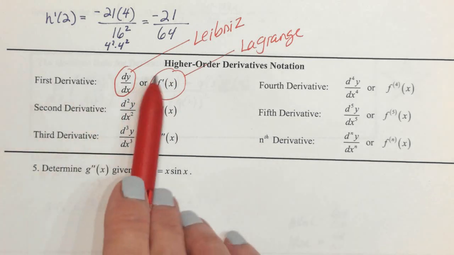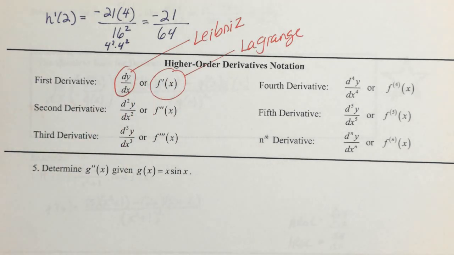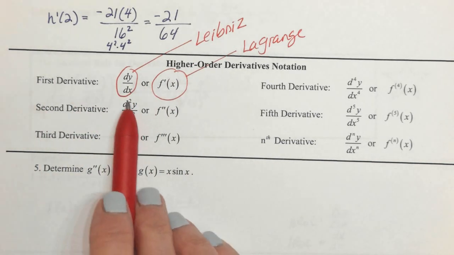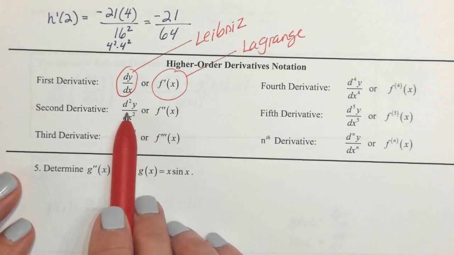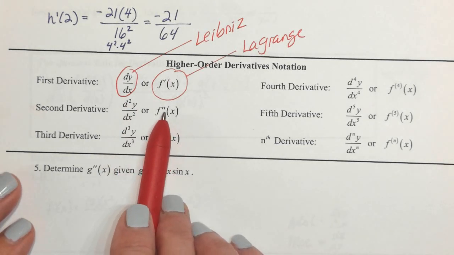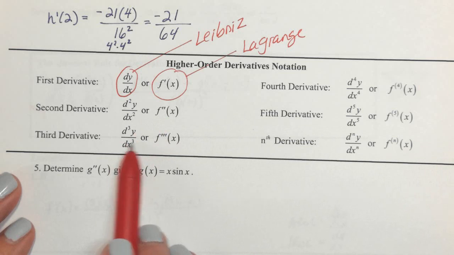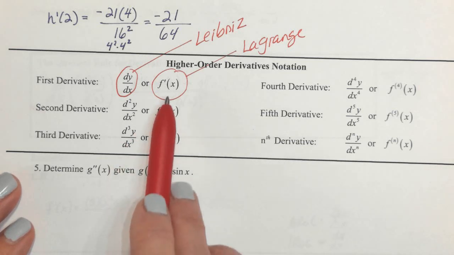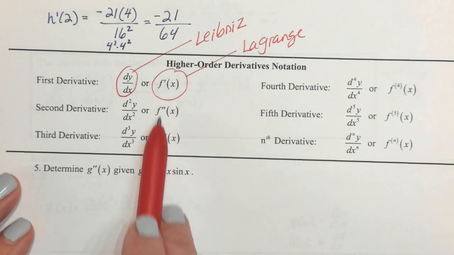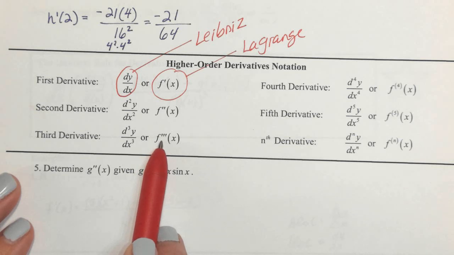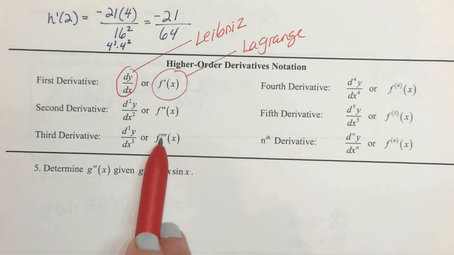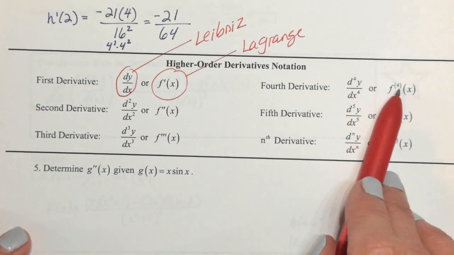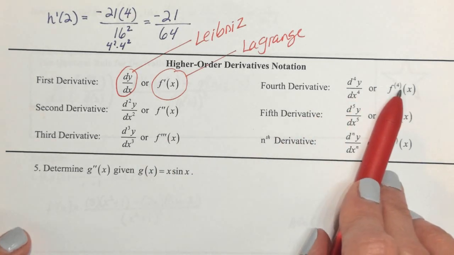This is the second derivative. Okay, this is Leibniz's notation for the second derivative. This is Lagrange's notation for the second derivative. Third derivative. So Lagrange just kept adding primes until you get to 3. After 3, he used this notation, and you need to recognize that.